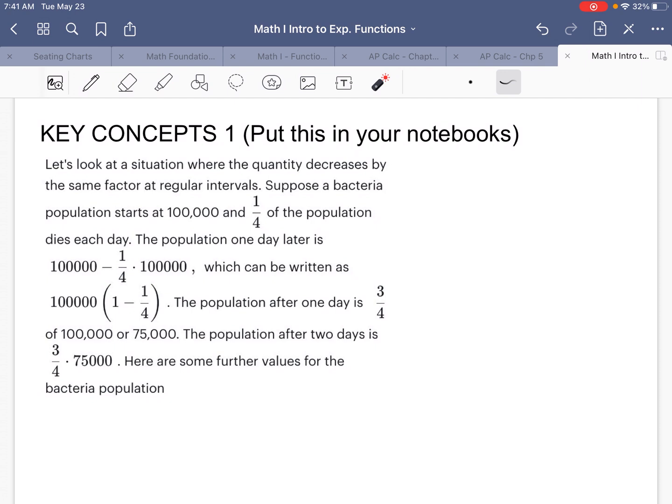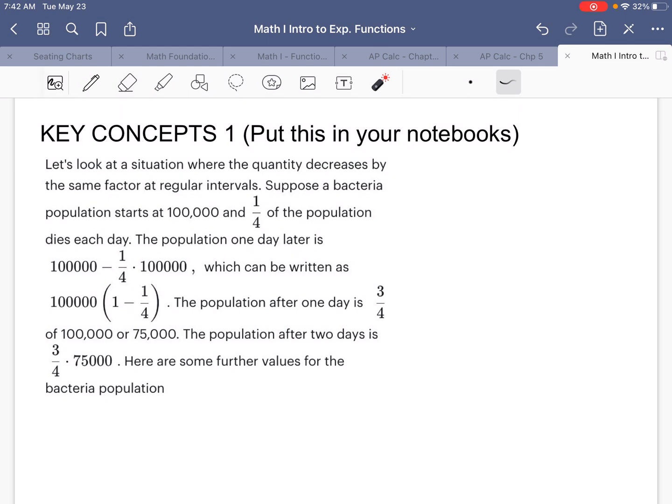All I know is that it goes with a cooldown called the Depreciating Foam. There's only one really main key thing to remember here, and that's if you're losing 1/4 of your population or value each day, that means that you're keeping 3/4 of the population. And when you go to set up your equation, what you're going to want to do is multiply by 3/4 to find out the amount that you have left.